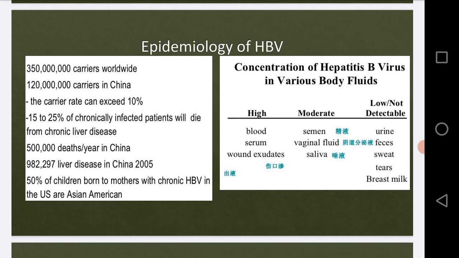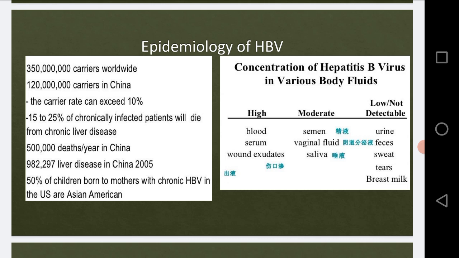Then 982,297 liver disease cases were recorded in China in the year 2005, and 50% of the children had the disease from the mother, by the fetus. Then we will see the concentration of the virus in the various body fluids.